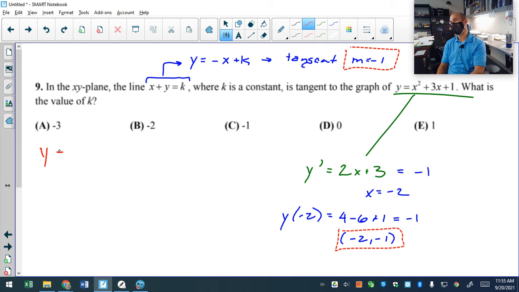y minus -1 equals -1 times, oh, what am I doing? Holy cow. That was completely wasted time. I just kicked into autopilot. I was like, point-slope, let's write the equation. I didn't need that, did I? Although I guess since I'm here, I could use it.